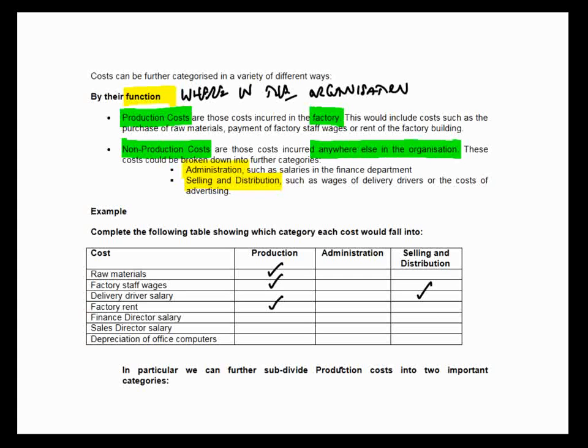You can imagine that we'll have other elements to our rent. We might have rent of the head office, which might be more of an administration cost, but I think the factory rent, definitely production. We've then got finance director salaries.